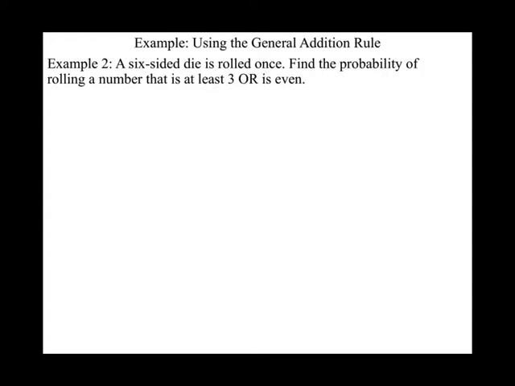Okay, example 2. A 6-sided die is rolled once. Find the probability of rolling a number that is at least 3 or is even. Okay, first, write down the sample space. Again, we're gonna get 1, 2, 3, 4, 5, and 6. And then we want to find the probability that is at least 3. So we're gonna let T be at least 3. At least 3 means x is gonna be greater than or equal to 3.